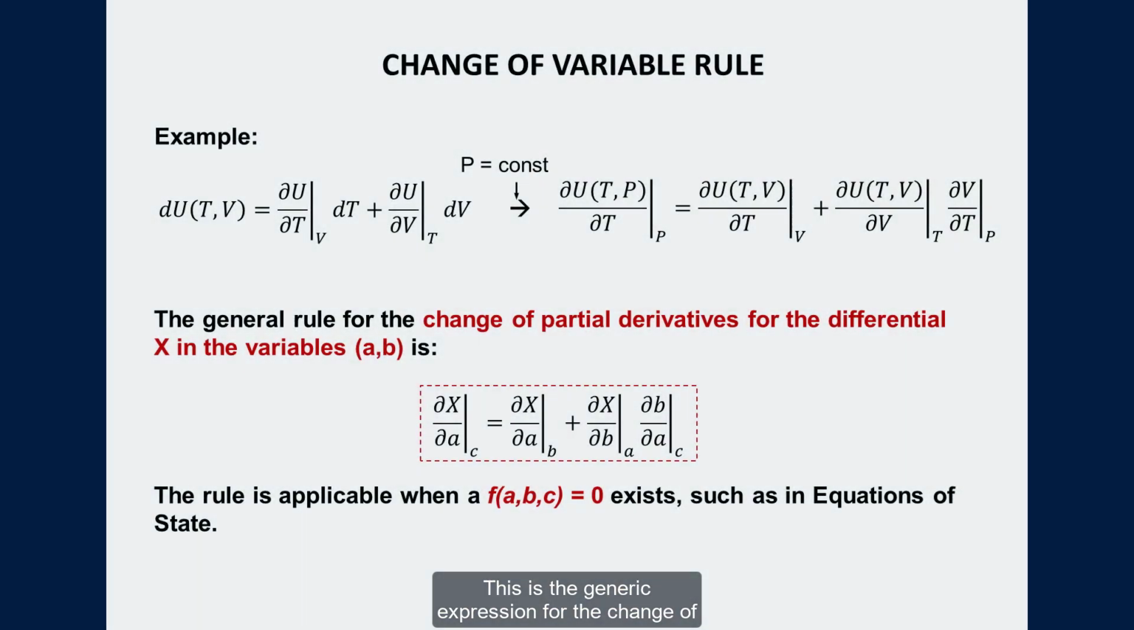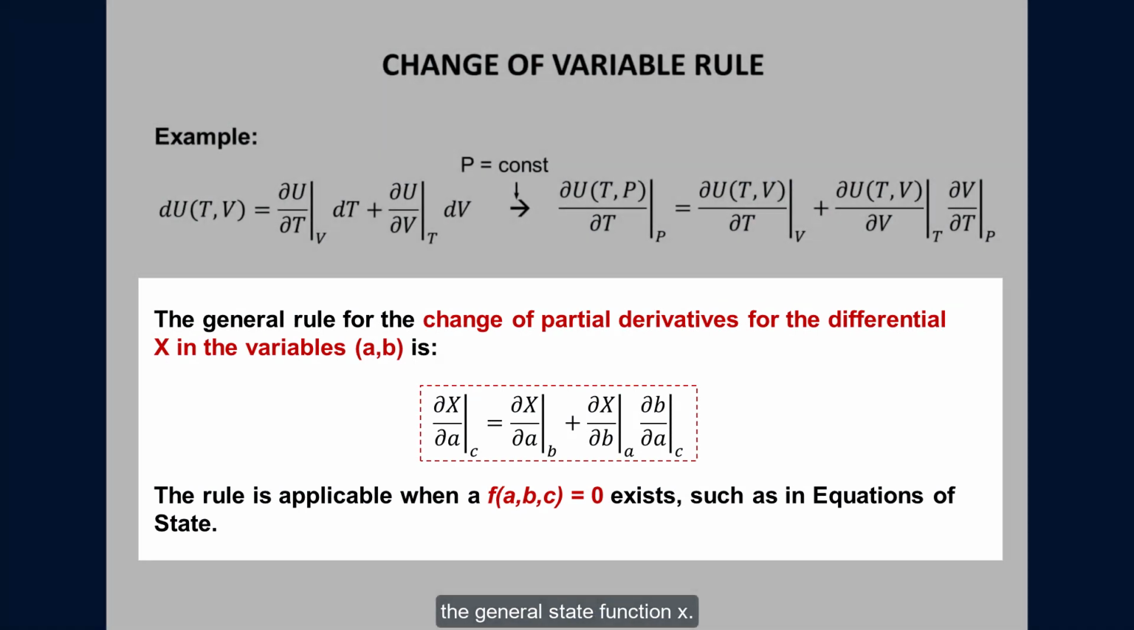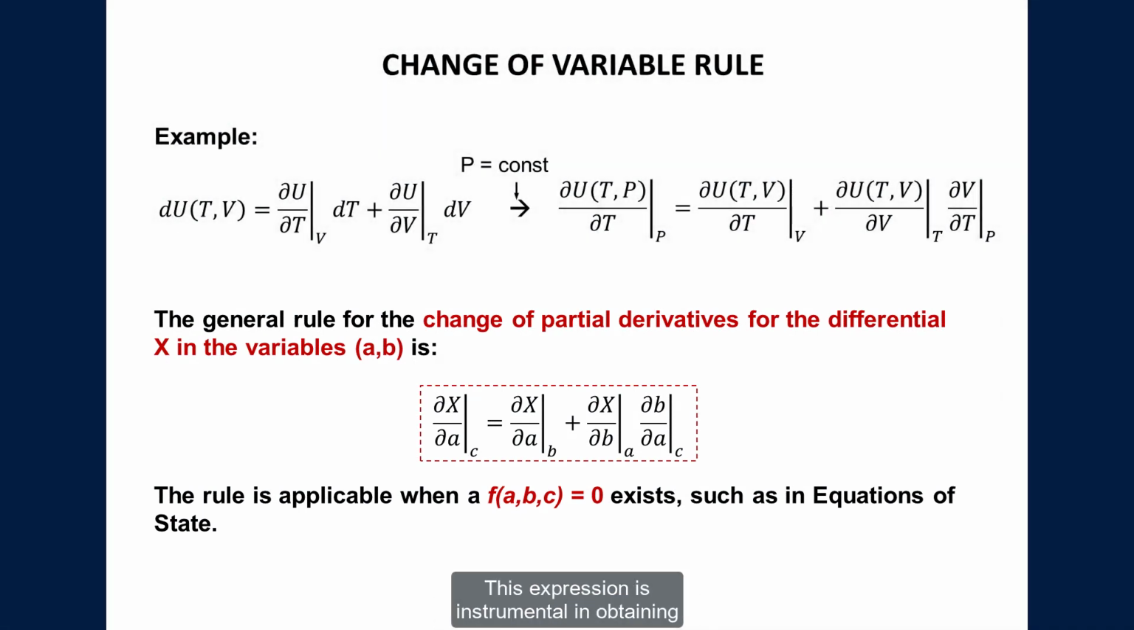This is the generic expression for the change of partial derivatives by using the general state function x. This expression is instrumental for obtaining a relation between heat capacity at constant pressure and heat capacity at constant volume.